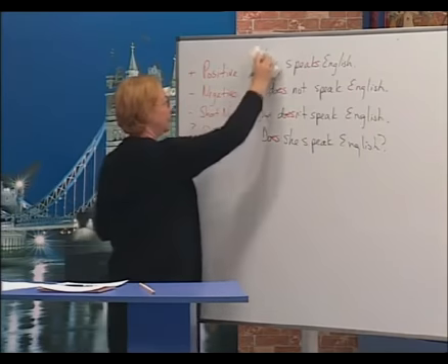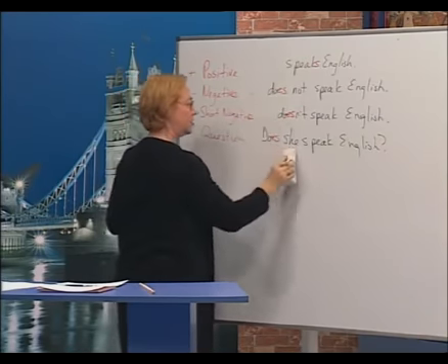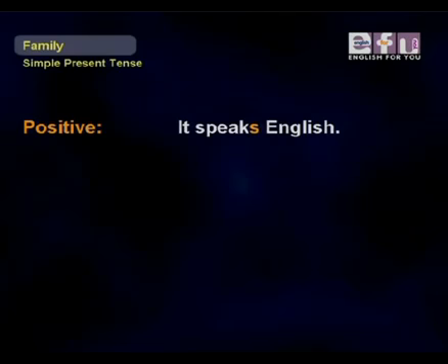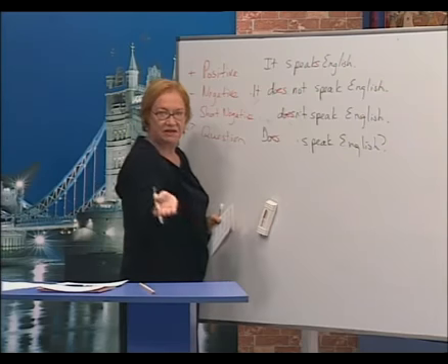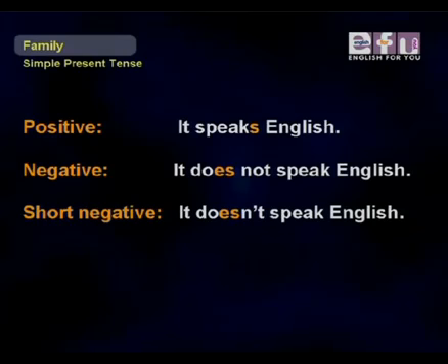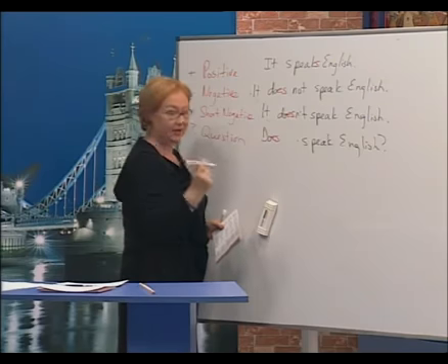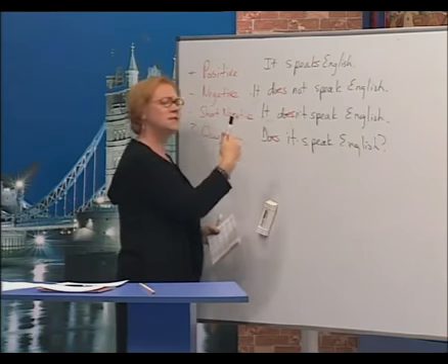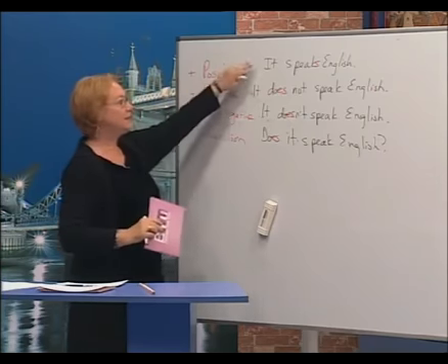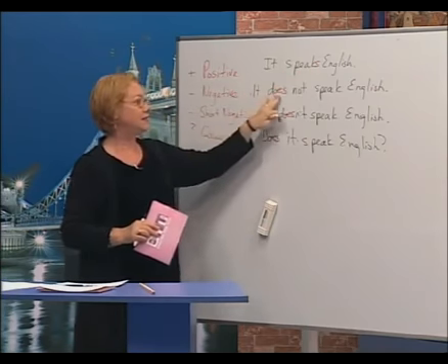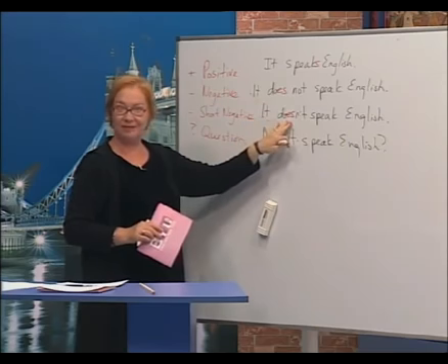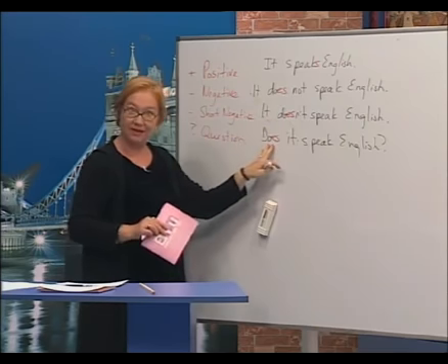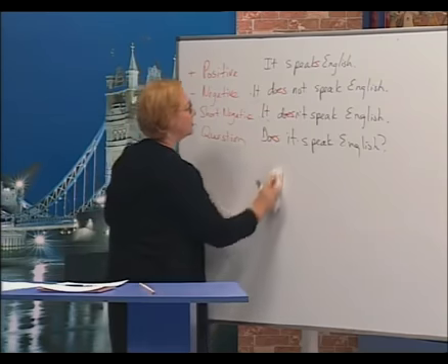And then, of course, we have it. So we can just put it, and it's the same. It, the robot, it speaks English. It does not speak English. It doesn't speak English. And the question: does it speak English? So, it speaks English. It does not speak English. It doesn't speak English. Does it speak English? Okay, now let's keep going.